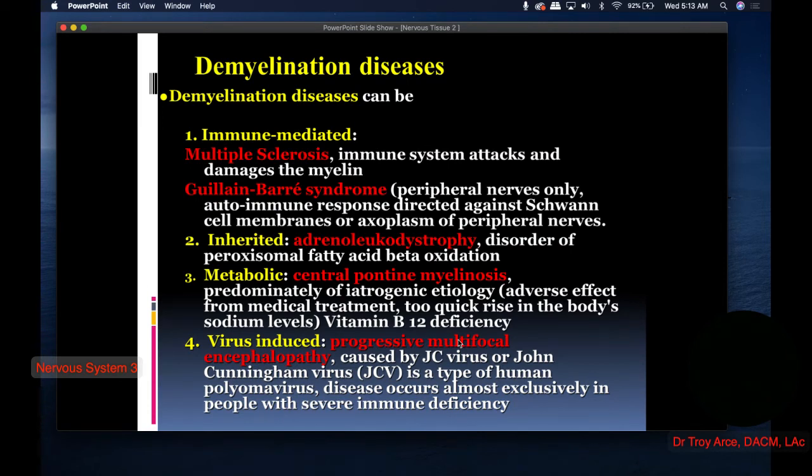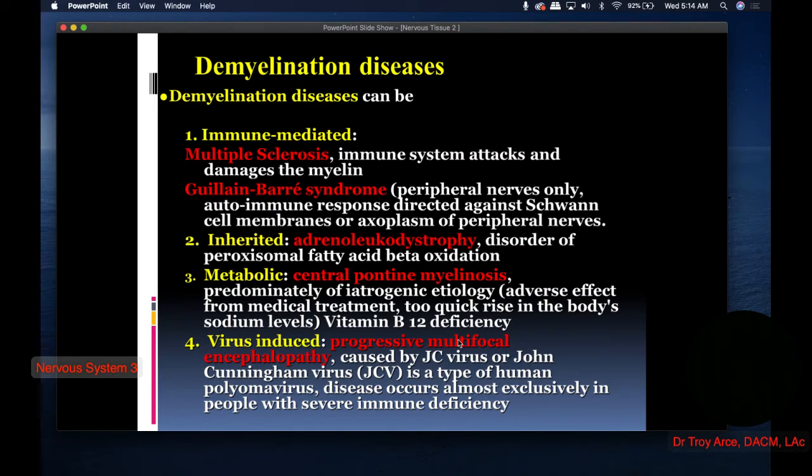It's important to note these diseases are going to come up within your training here at school, and these are known as demyelination diseases. They could be immune mediated, they could be inherited, they could be metabolic or virus induced. The first one, the most important one that you'll need to remember, is multiple sclerosis, which is an immune system attacks and damages the myelin. And then you have Guillain-Barré syndrome, which affects the peripheral nerves only, an autoimmune response directed against Schwann cell membranes or axoplasm of the peripheral nerves.